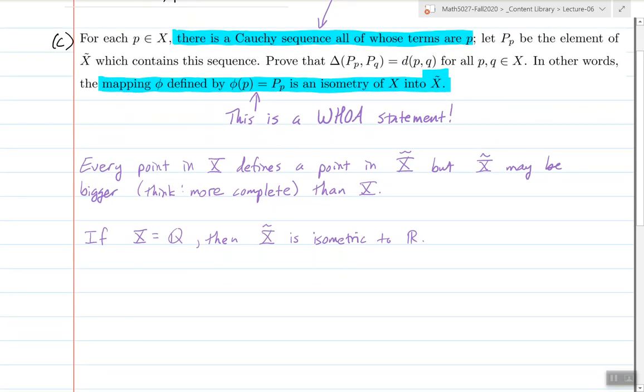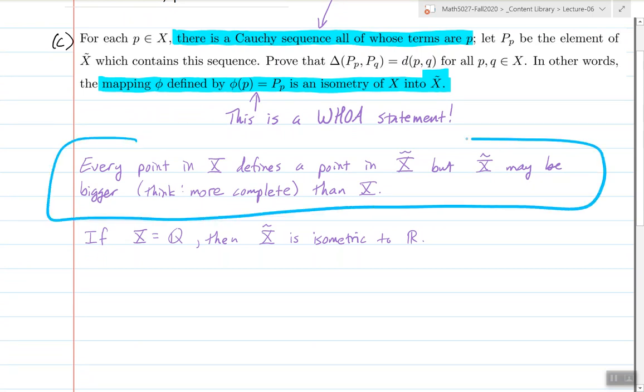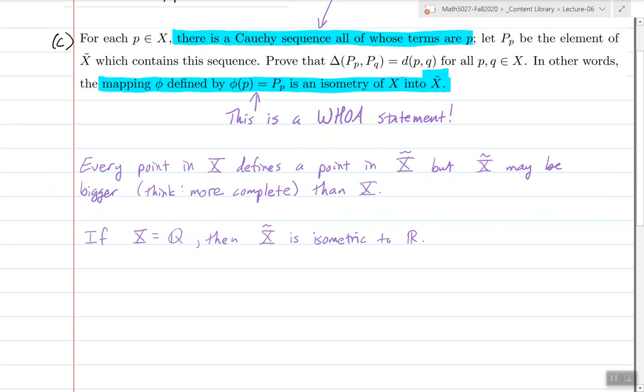So what this basically means is that every point in the space X defines a point in X tilde. But X tilde, because this is into, may be bigger, think more complete, I keep saying complete here, than the original space X. And this is going to have some profound implications in terms of our ability to complete any metric space. Because ideally, a really desirable property of a metric space is completeness, that Cauchy sequences converge.